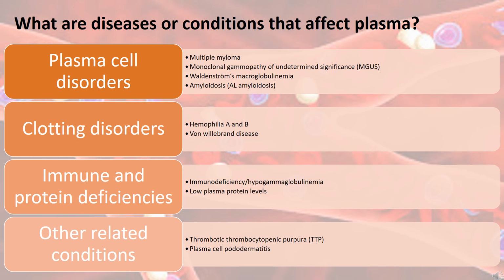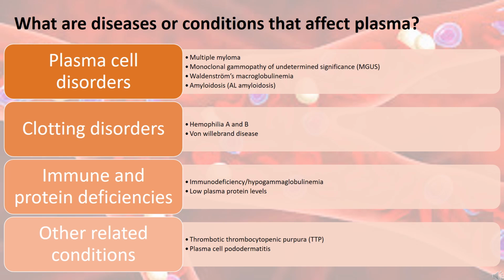Common conditions affecting plasma. Plasma cell disorders, plasma cell dyscrasias. These occur when abnormal plasma cells, a type of white blood cell, produce high levels of a single, non-functional antibody, M protein, leading to serious health issues. Multiple myeloma, a cancer of plasma cells that disrupts blood cell production and affects bone marrow, leading to anemia and immune dysfunction. Monoclonal gammopathy of undetermined significance, MGUS, a common, often asymptomatic precursor condition where M protein is present.